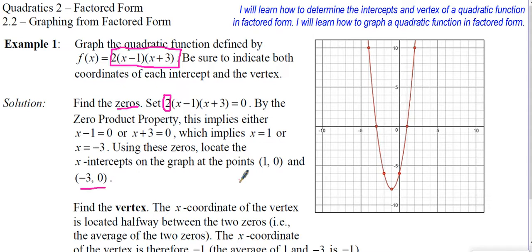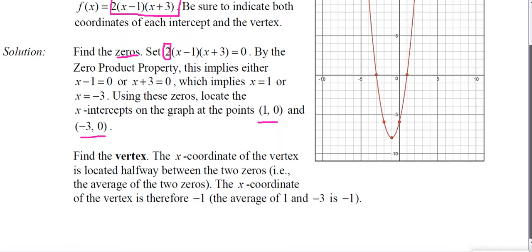So I have two x-intercepts. I have (1, 0), this point right here, and I have (negative 3, 0), this point over here. And now, I'm going to put both of my x's on the corner. I know that the x's are positive 1 and the other one is negative 3, correct?